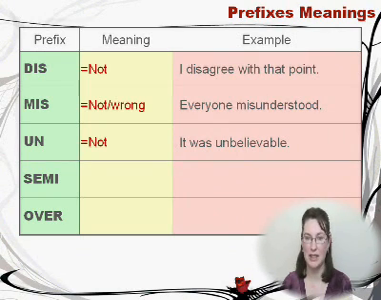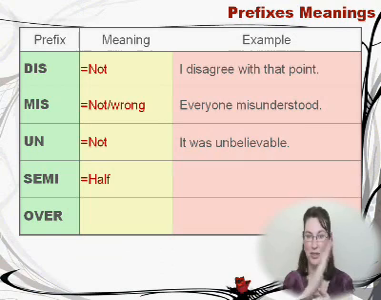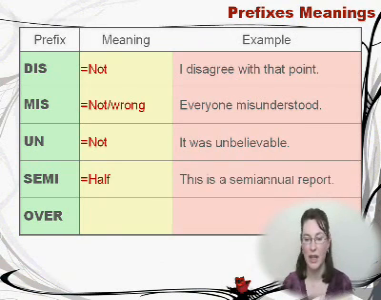Okay, the next prefix is semi, which always means half. So, if you think of a pizza, and you have half. This is a semi-annual report. Annual means yearly, so it means half yearly, which is 6 months.